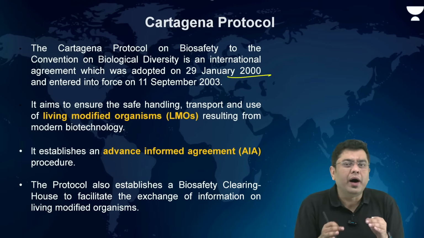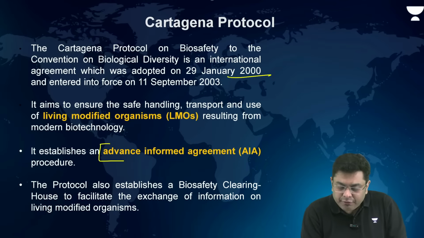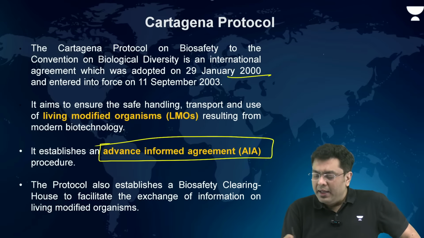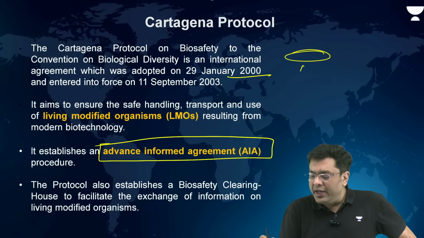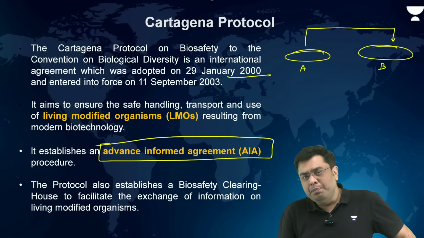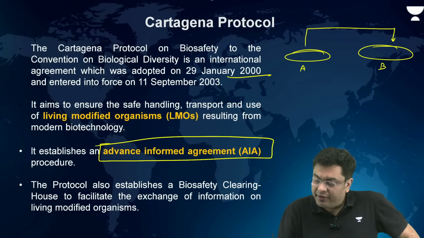So that is why the countries were asked for an advanced informed agreement and a biosafety clearinghouse. What does that mean? Let's suppose I am a country A, there is another country B. Now I want to send one of the species into B as a trade mechanism or something like that. Now this species can wreak havoc on B. So B will have a biosafety clearinghouse.